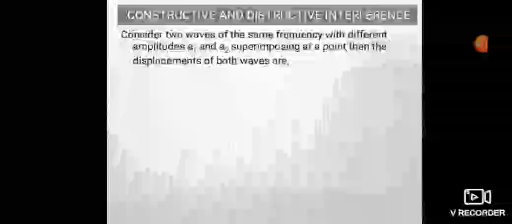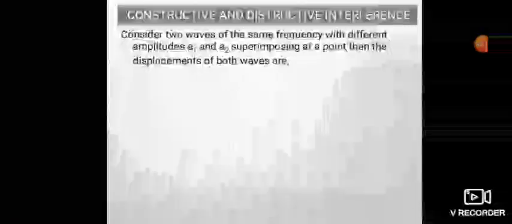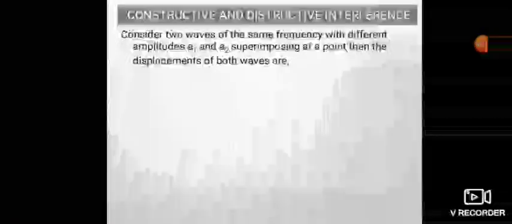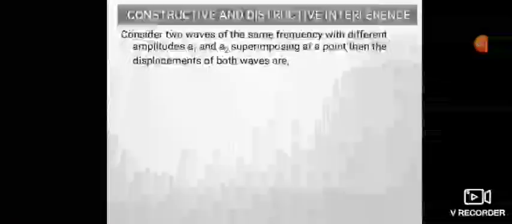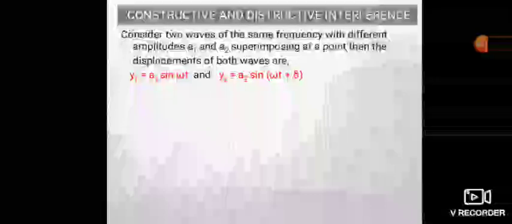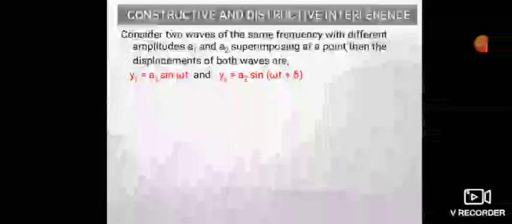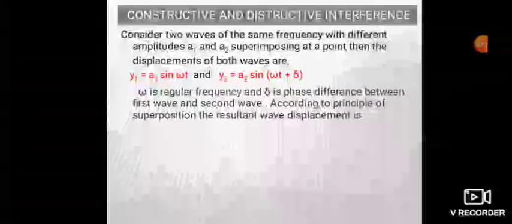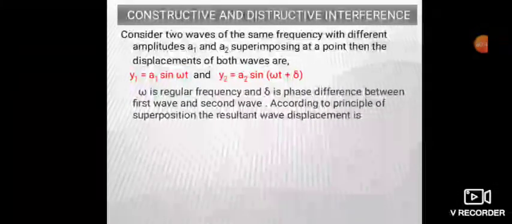For that we have to consider two waves of the same frequency with different amplitudes A1 and A2 superimposing at a point. Then the displacements of both the waves will be given by y1 = a1 sin ωt and y2 = a2 sin(ωt + δ), where ω is our angular frequency and δ is the phase difference between the first and the second wave.